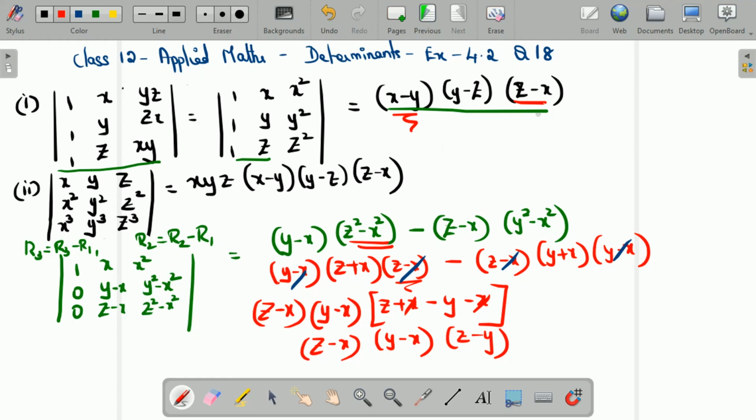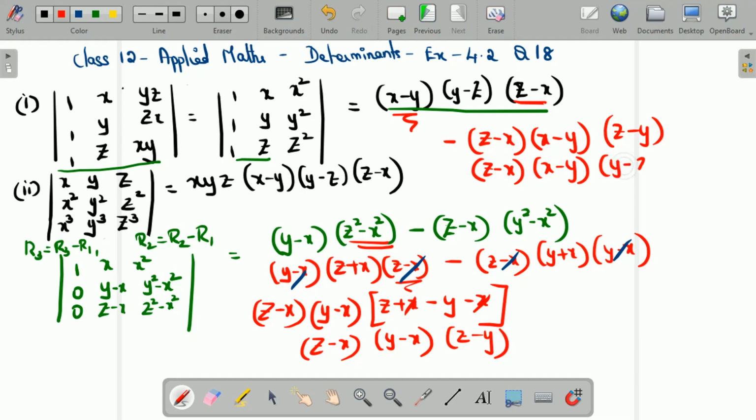Now the y minus x has to be replaced as x minus y. So I'm going to take a minus sign outside. So this will become minus of (z minus x) into (x minus y) into (z minus y). I'm bringing this minus sign here so that it will look like this. So this time it is (z minus x) into (x minus y) into (y minus z).